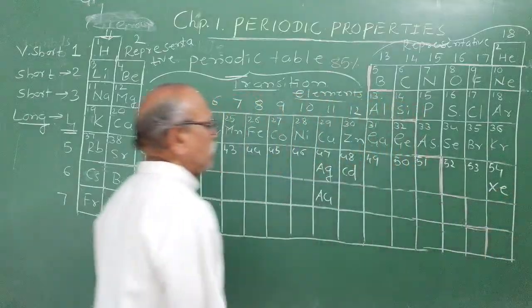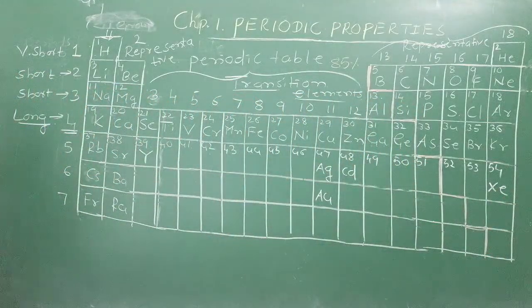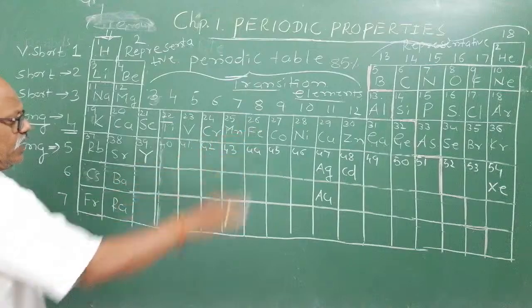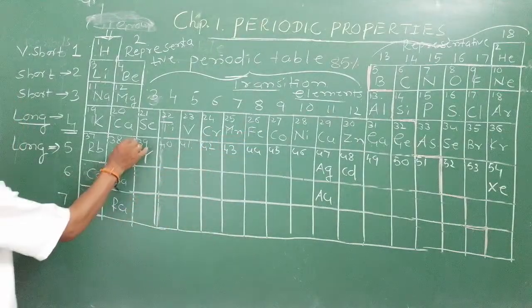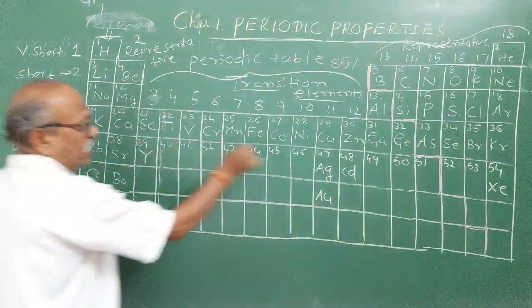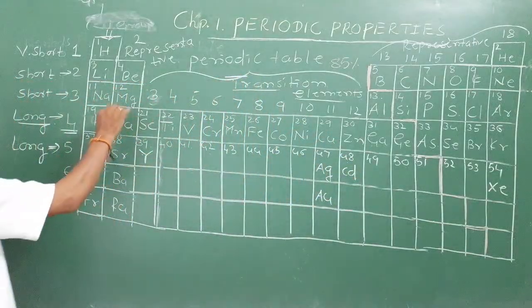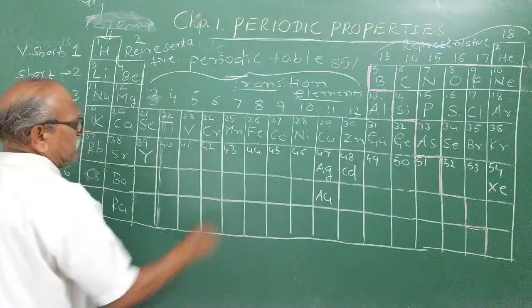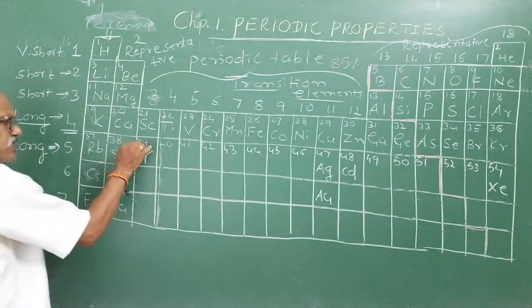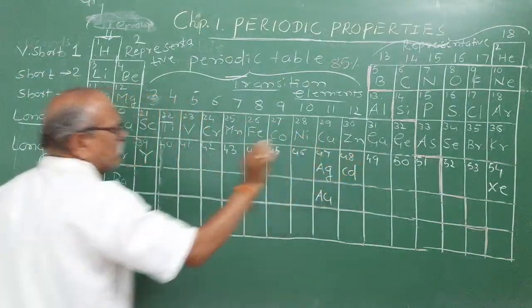I will not write all elements, it takes a lot of time. And this is called the second transition period. It is also a long period of how many elements? 18 elements. From yttrium, atomic number 39, to cadmium, atomic number 48, is called the second transition series. Means transition element second series starts. At least remember the first element and the last element. Need not learn all of them by heart.